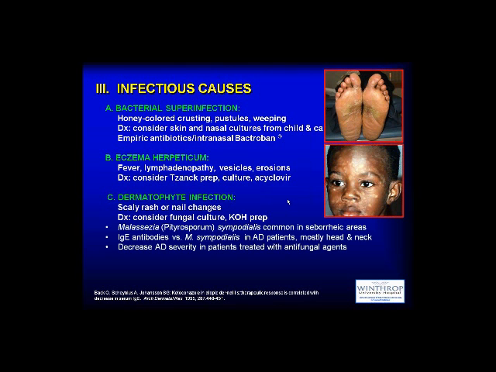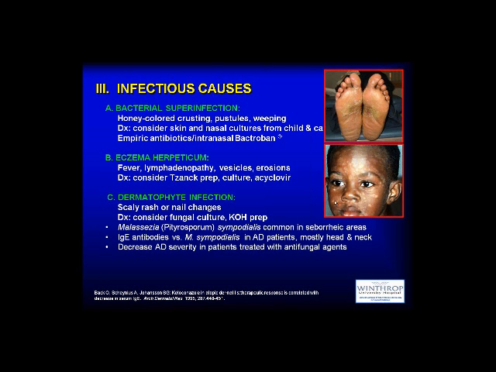There is a fairly late report of a superficial fungal infection of Malassezia or Pityrosporum, which is common in the seborrheic areas, and IgE antibodies against this in atopic patients, mostly in the head and neck, when treated with antifungals, actually decrease the severity of atopic dermatitis in patients. The antifungal treatment of this is just topical. There's no need for systemic treatment for this.